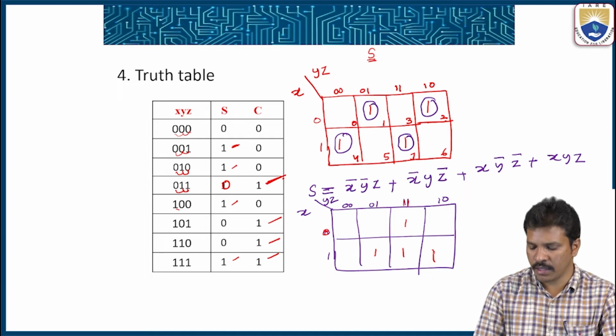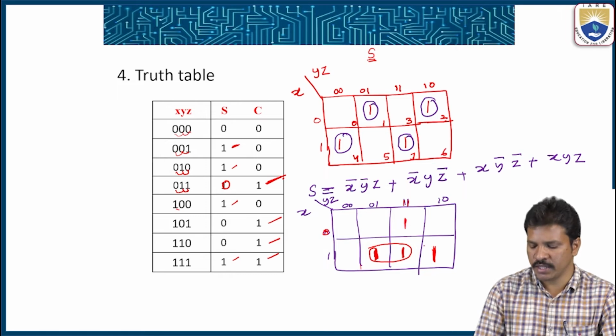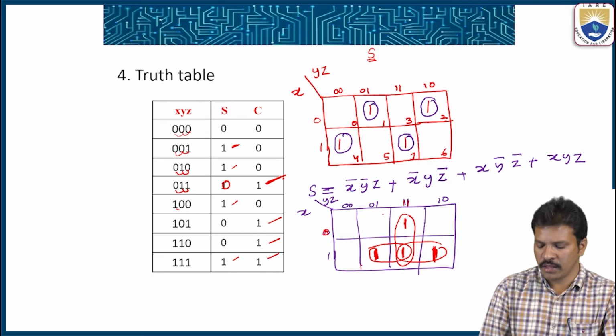How can we make the K-map adjacency boxes? Is there any octet? No. Is there any quad? No. So if I am minimizing this, the only possibility is pairs. Then how many ones are left? 2 ones are there. This one and this one. In order to cover this one, there is only one possibility, this one to make a pair. In order to cover this one, the only possibility is a pair. So there are 3 pairs.